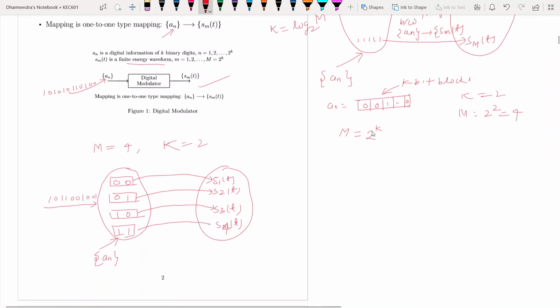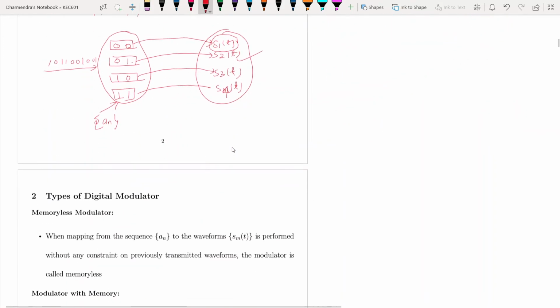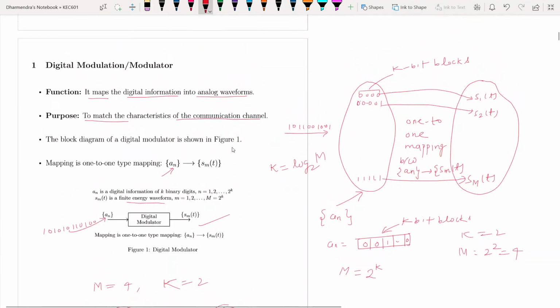It should be a one-to-one mapping, because if the receiver detects this waveform, it should know which bits were transmitted. If it is able to detect s_2(t), it should know that the corresponding bits are 01. So this is the function of the digital modulator.